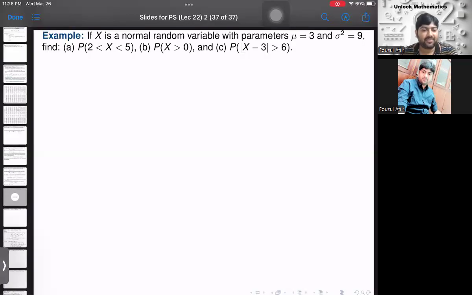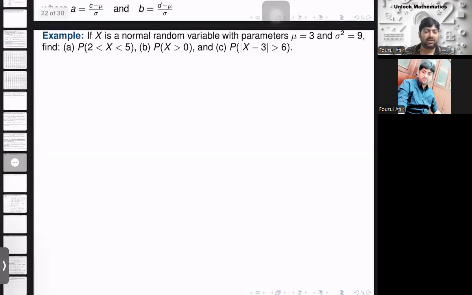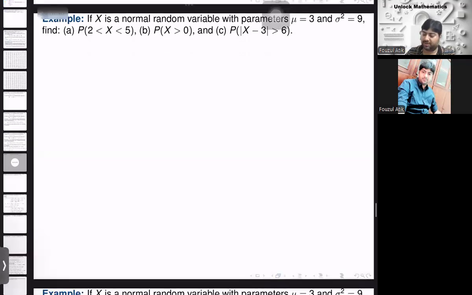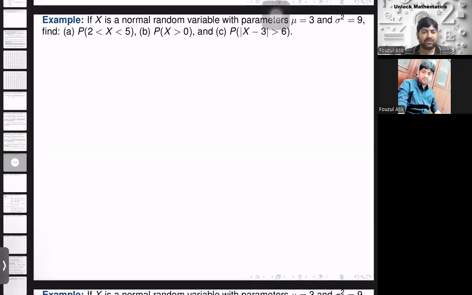Hello everyone. So in the previous video, we discussed the standard normal random variable or standard normal distribution and normal distribution, and then we wanted to solve a couple of examples. So we started with an example, and we will do a couple more examples like that. Again, I wanted to discuss the previous problem.